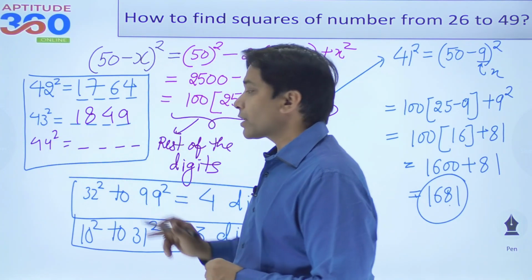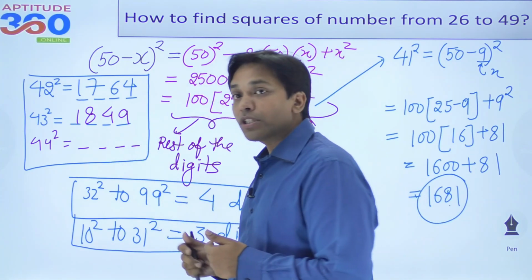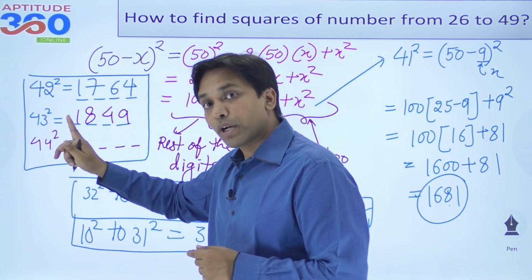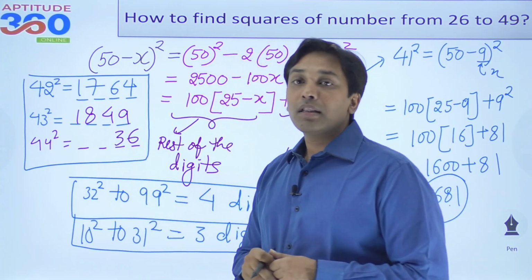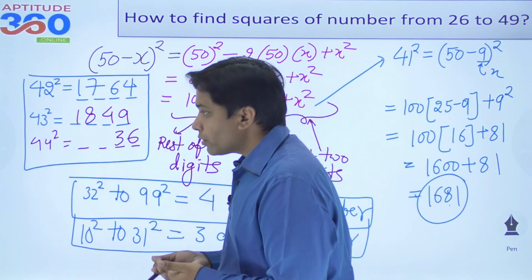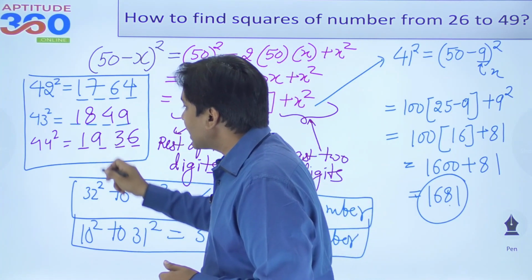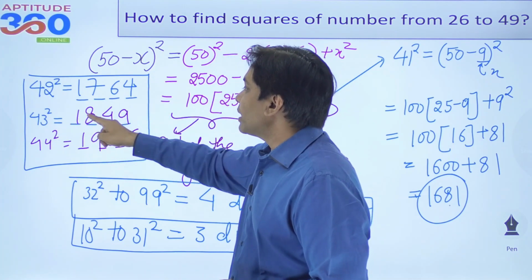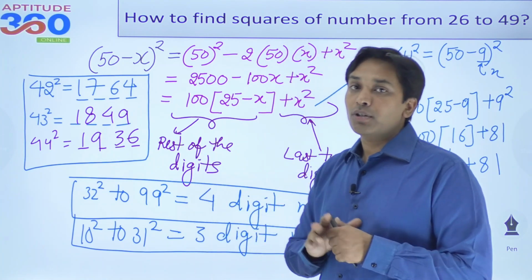Similarly, if you need to find out 44 square, what will you do? This is a 4 digit perfect square number. So last 2 digits will be this number. 44 is 6 less than 50. What is going to be the square of 6? 36. So this number is 36, the last 2 digits. How do we find out the first 2 digits? 25 minus 6, which is 19. So 42 square is 1764. 43 square is 1849. 44 square is 1936.